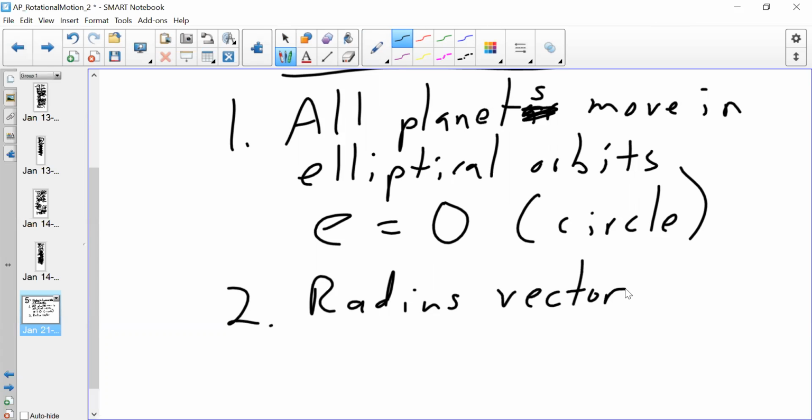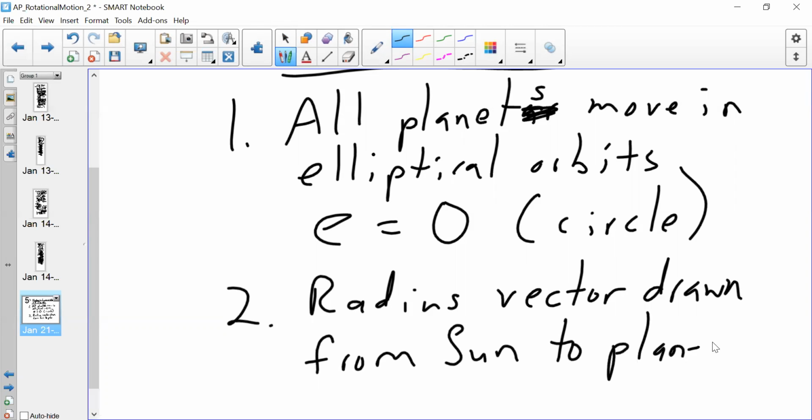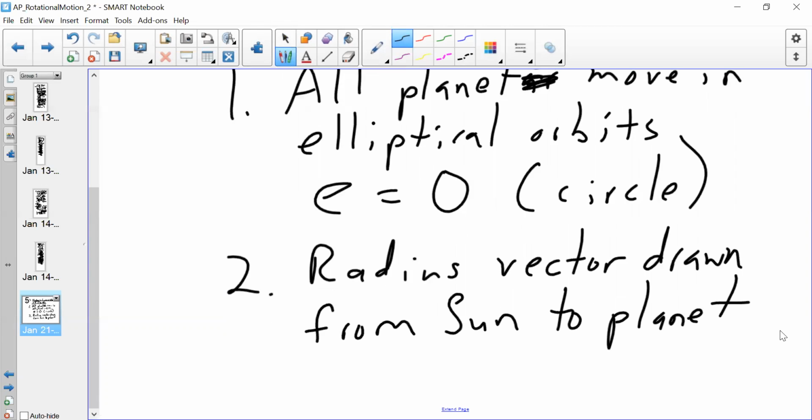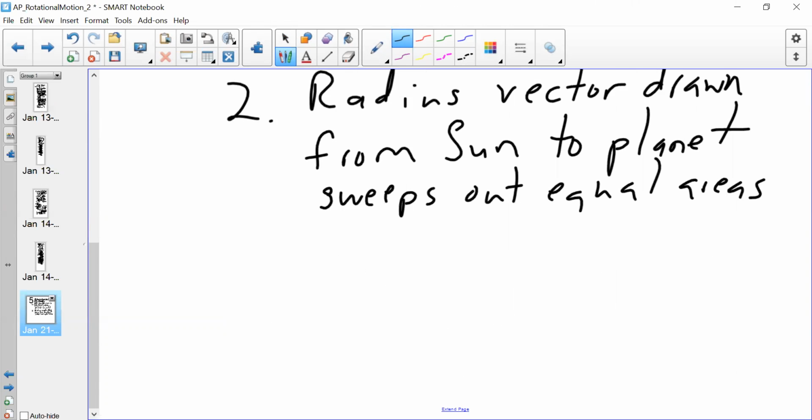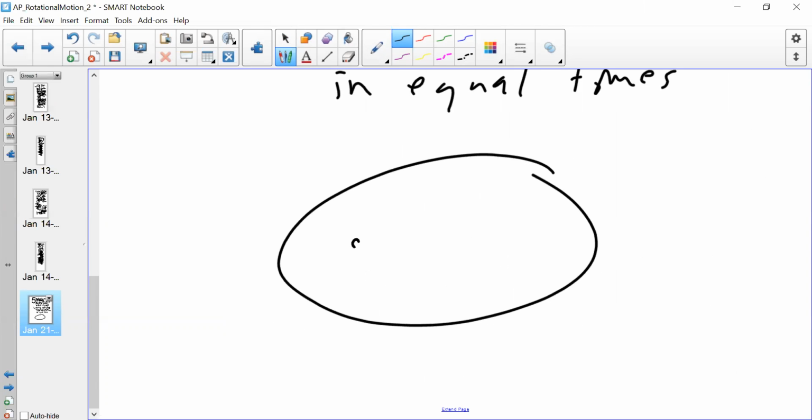The second law: a radius vector drawn from the sun to a planet sweeps out equal areas in equal times. So basically, you have an ellipse, you have the sun, you have the Earth here.